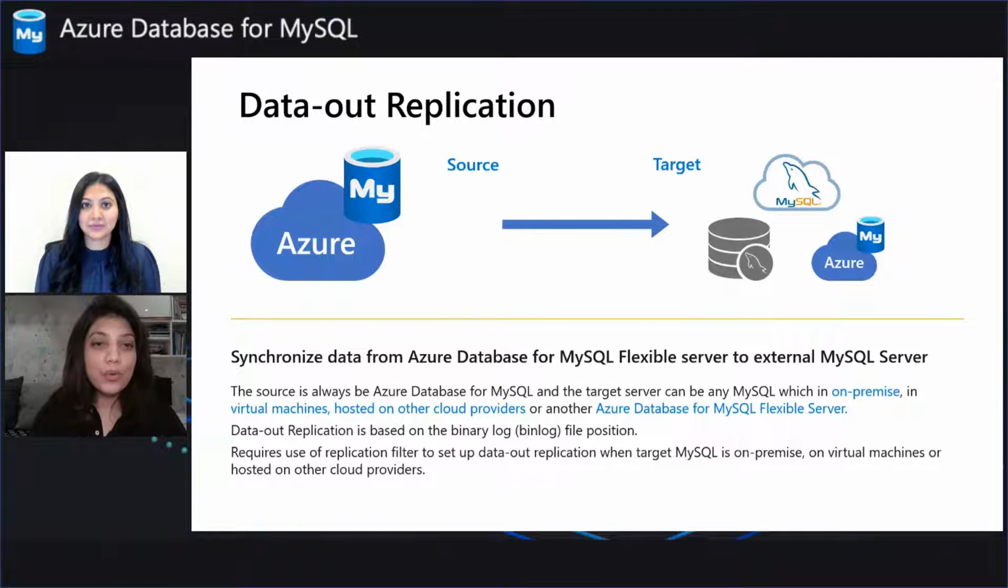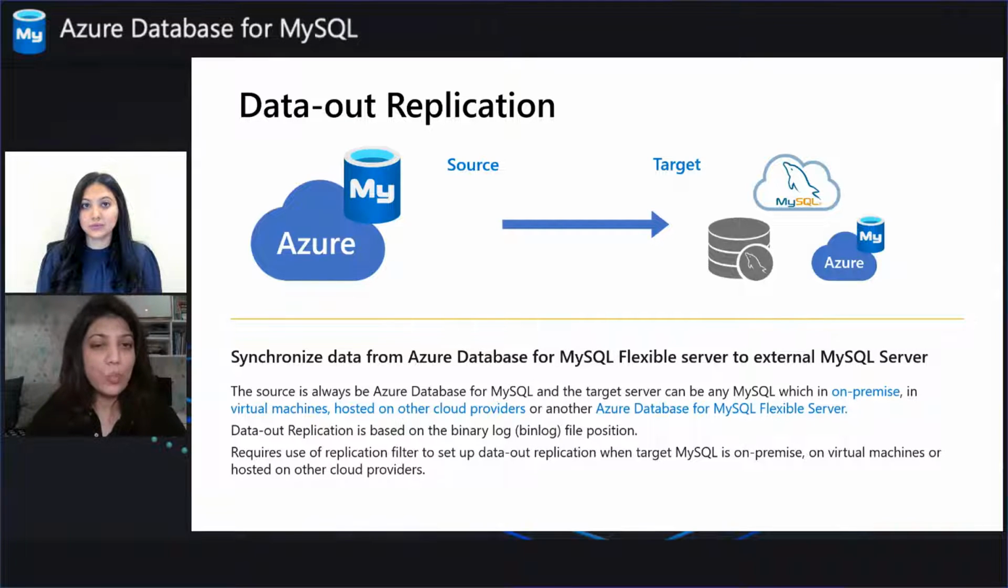Now, coming to data out replication, as the name suggests, it is a mechanism which is exactly opposite of data in replication. Here, the source is always Azure Database for MySQL Flexible Server, and the target is any MySQL on premises, on a virtual machine, or on any other cloud provider. So basically, you can take the data out from Azure Database for MySQL to an alternate MySQL, which is acting as a target.